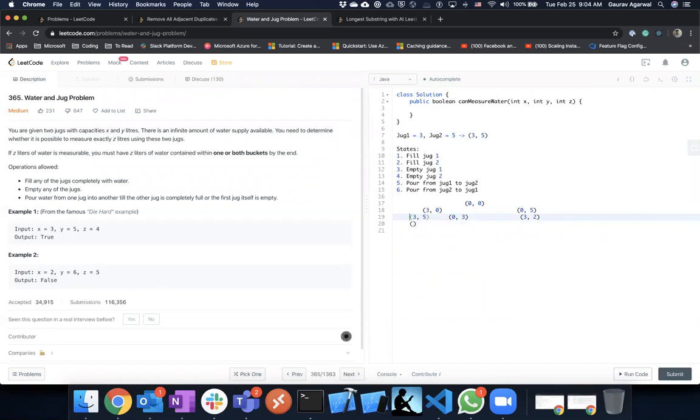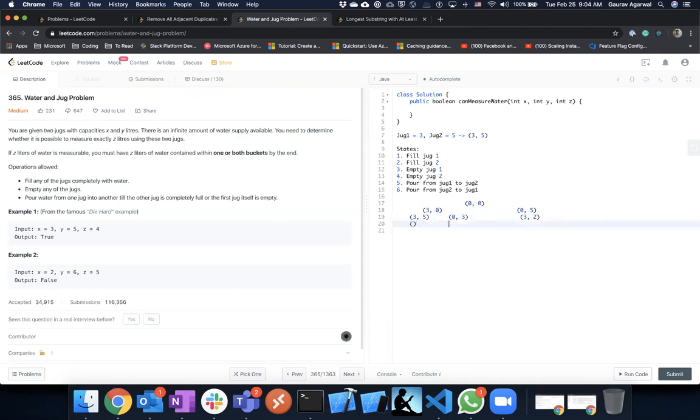Let me take a look again to make sure I'm not missing anything. Fill jug 1 already failed. Empty jug 1 gives 0 3, which is already there. Empty jug 2 gives 3 0, which is already there, and both jugs are full. So there is no path from this node.